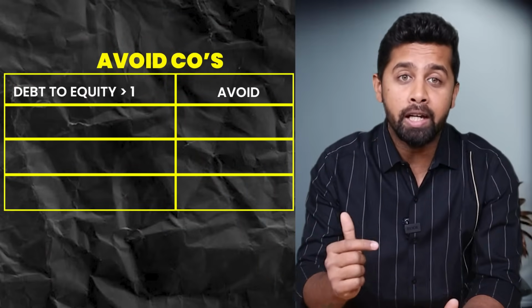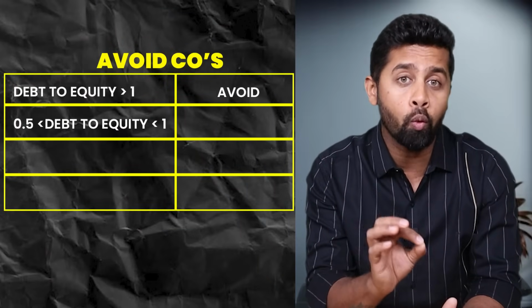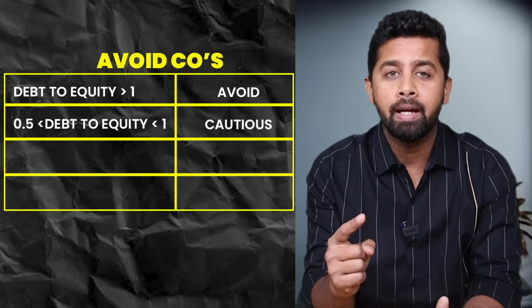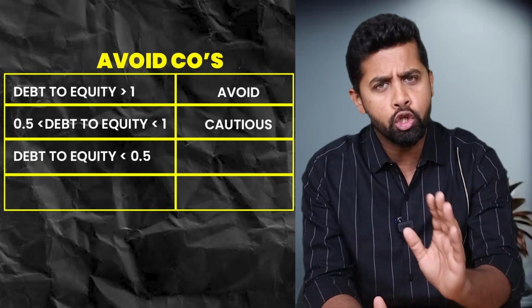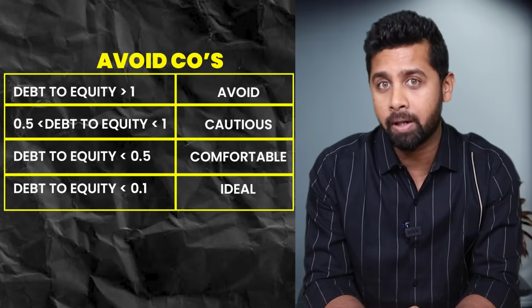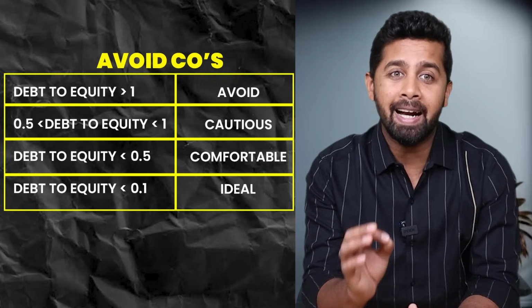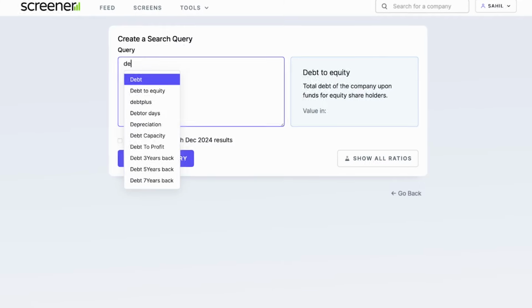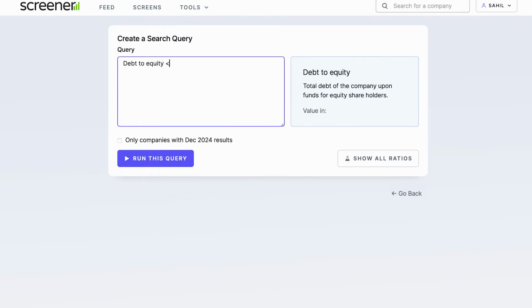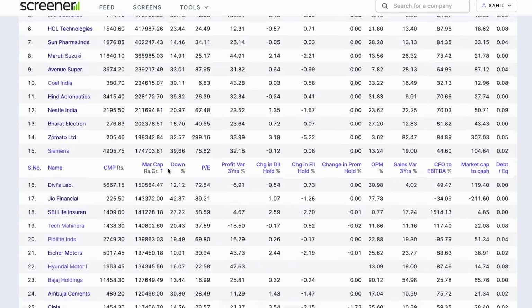So make sure that when you shortlist any company for investment, avoid companies where the debt to equity ratio is more than 1. Anything between 0.5 to 1 has to be carefully observed, and anything below 0.5 should be comfortable. Ideally, I like companies that are debt free or have negligible debt, and that's where I love asset-light, tech-oriented businesses where the debt level is almost zero. If you want to know companies that have negligible debt, you can simply run the query on Screener, and that will give you the list of all the companies.